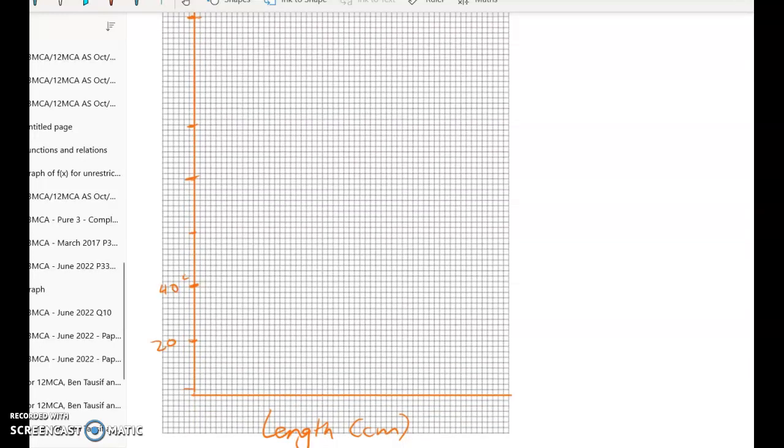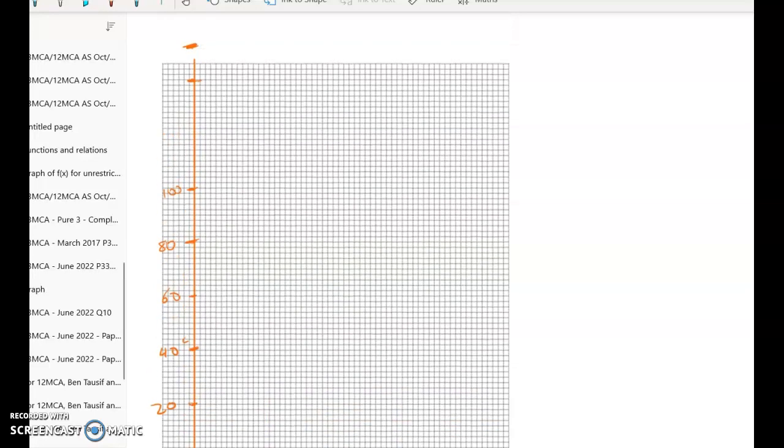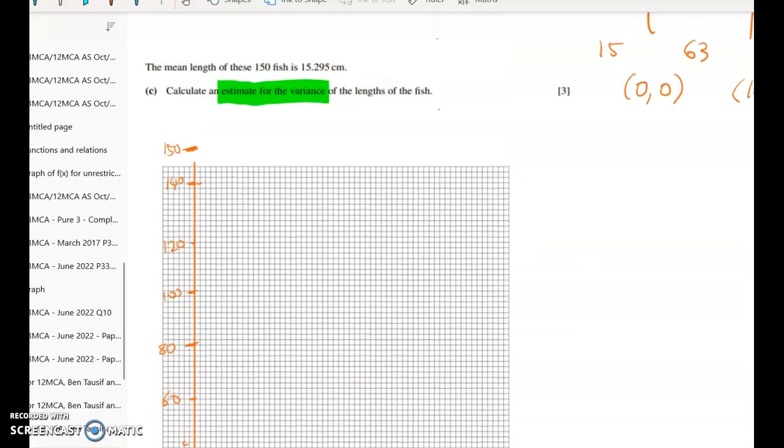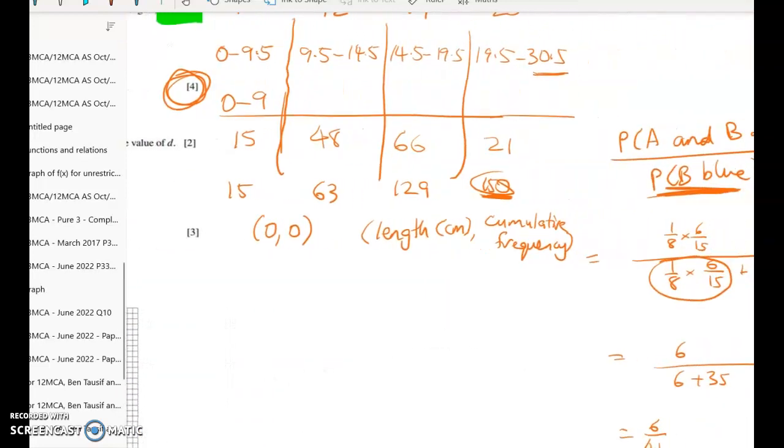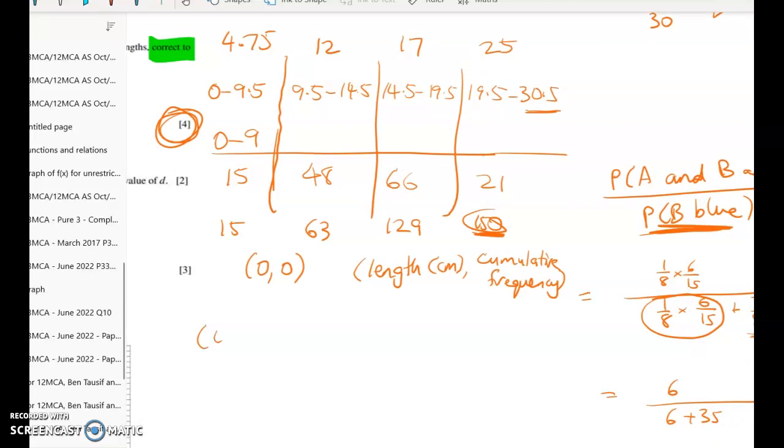So there we go. We've got 20, 40, 60, 80, 100. I've lost my 120 somewhere along the way. I think it's there, right? So this is the fiddliest thing you're going to have to do in this exam. And then we've got to put on the points. So to put on the points, we're going to go back and use our table. So what points go on? Well, the first point's going to be at 0, 0.